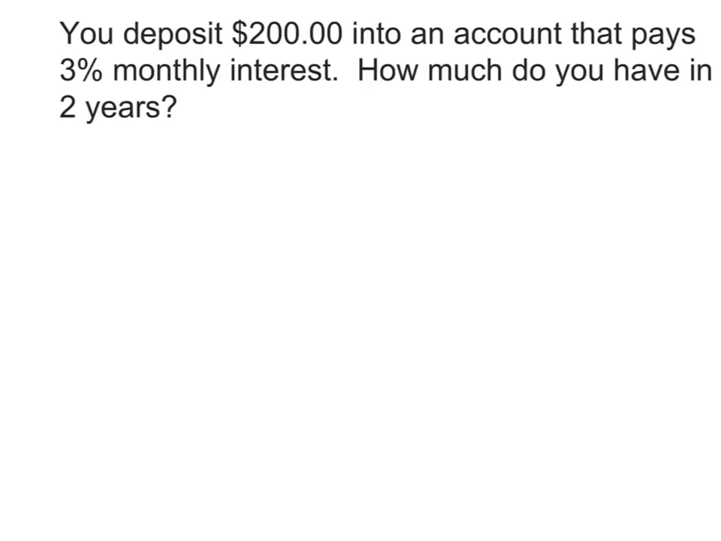So another application that is exponential growth or decay is money. If I deposit money into an account with interest, it's obviously going to grow exponentially because it grows and then it grows again by that percentage. Or if I put money into an investment and the investment drops, it's going to decay. So the formula we use here is the compound interest formula.